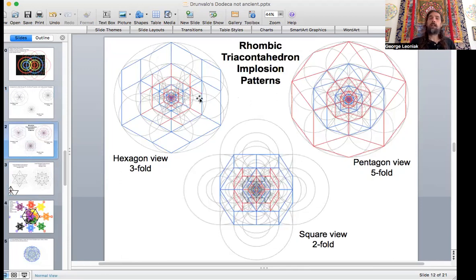Here's just another slide from the rhombic tricontahedron implosion patterns. I've been using this one a lot recently. I'll change it up for everyone soon, but it's just illustrating these forms of the rhombic tricontahedron, which was really a very big culminating form because it includes all the platonic solids nested in there with these rhombic diamond faces that have phi proportion to them.